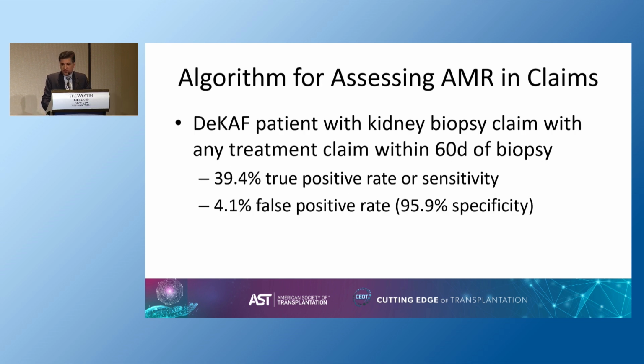So we looked at our algorithm. We tried several algorithms, so I'll describe a few of those to you. DeKAF patient with a kidney biopsy claim with any treatment claim within 60 days of the biopsy. So we found those claims, and what we saw, looking at our cohort, was a 39.4% true positive rate, or sensitivity of 39.4%. The false positive rate was 4.1%, so about 95.9% specificity. So if you didn't have a claim for a biopsy and any treatment within those 60 days, you can be reassured, the specificity is good. You can say, okay, they did not have an AMR. But as you can see, the sensitivity is quite poor.